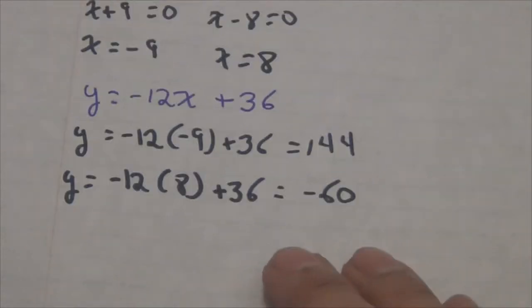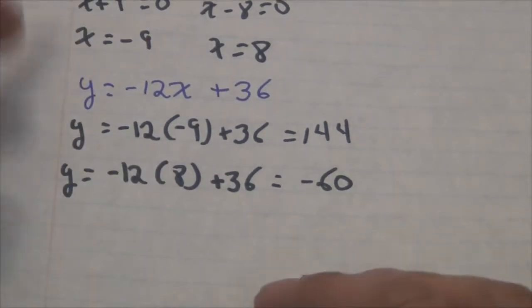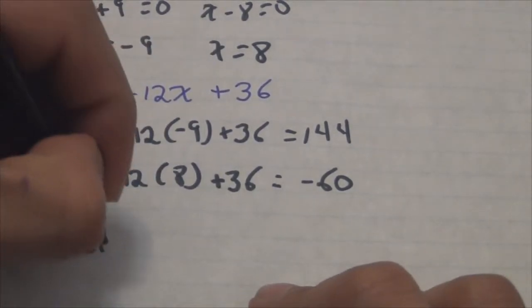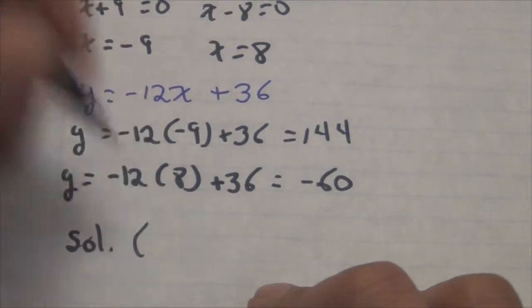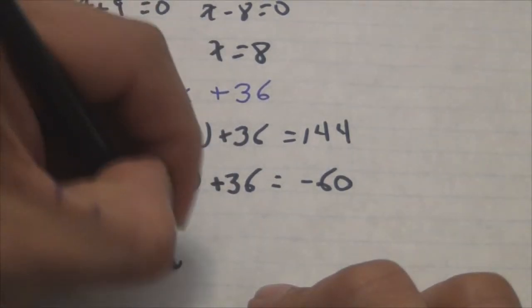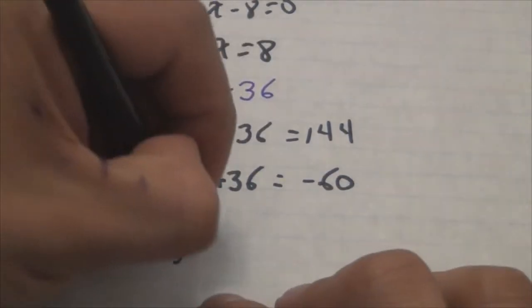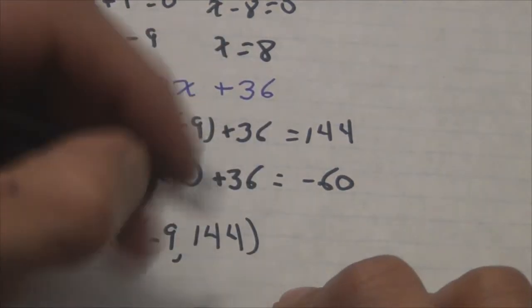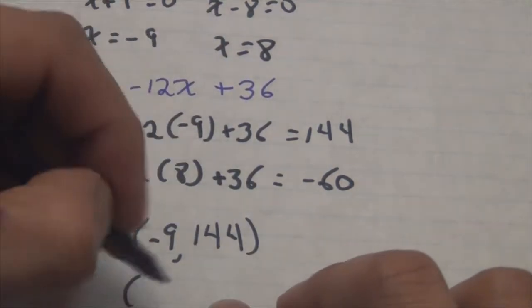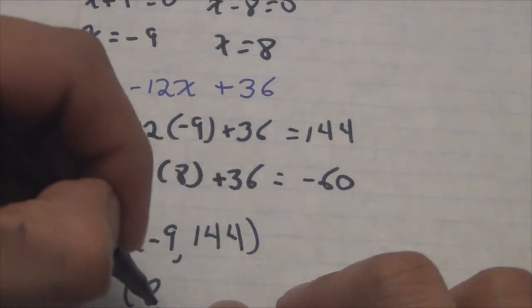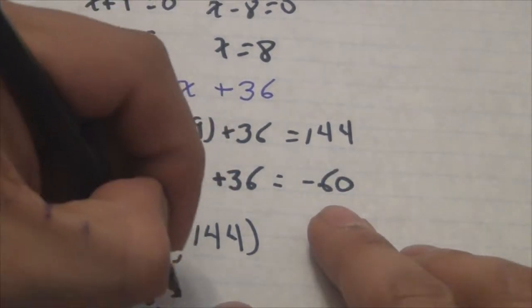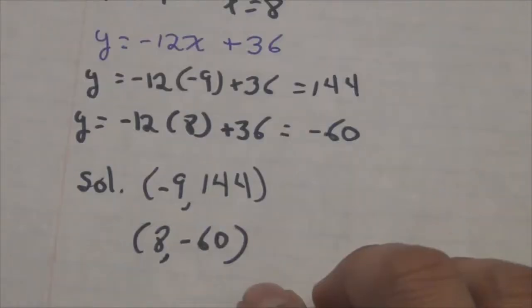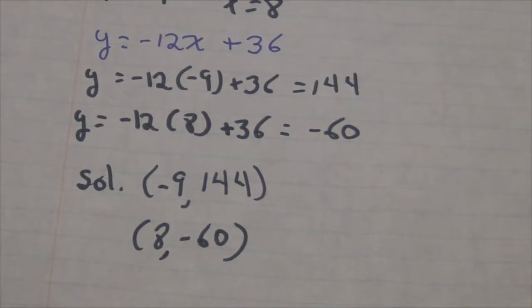All right, so now to state my solution, you write solution. When x is -9, y is 144. When x is 8, y is -60. And that is your solution to your system of equations by using the substitution method.